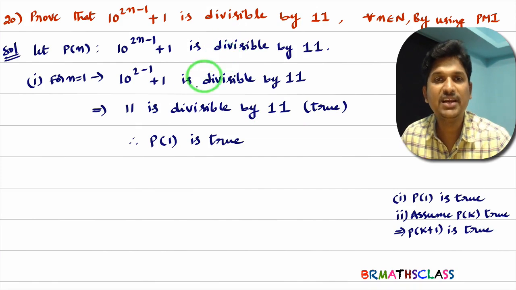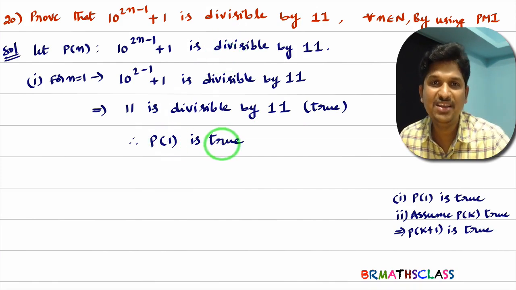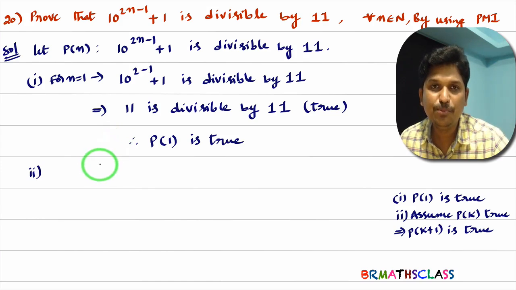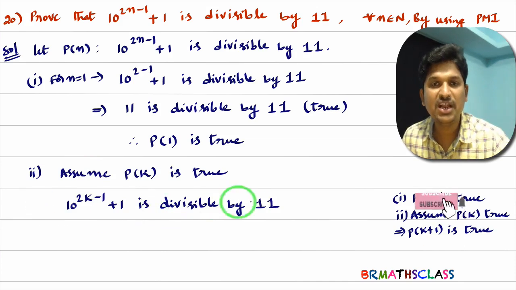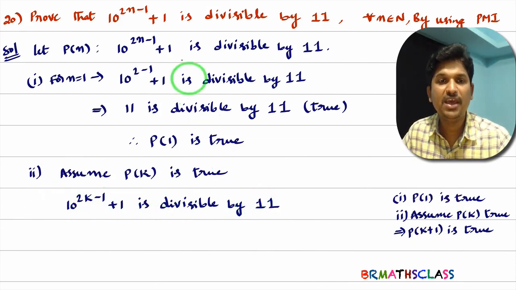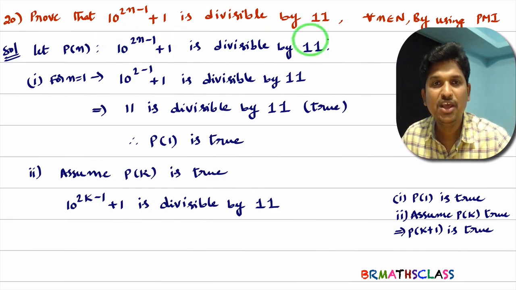So what can I write? I can write that P of 1 is true. So the first part of this question is completed. Second part. In the second part, we assume P of k is true. By using that information, we will prove P of k plus 1 is true. Now, I'll assume P of k is true and I'll write P of k. How will you get P of k? In the statement P of n, wherever n is there you write k.